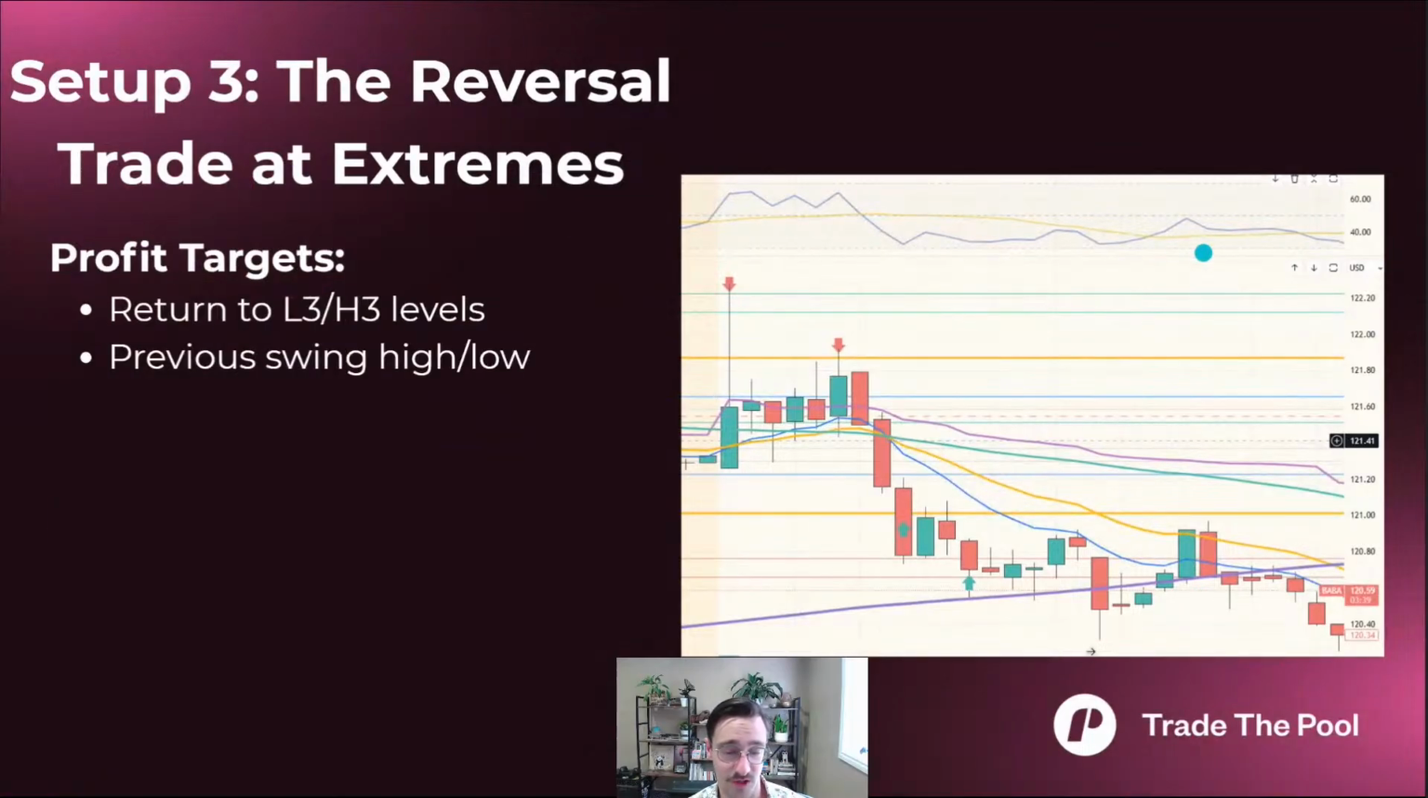And let's talk about what our targets are. So we're looking for that L3 or H3 primarily. This one was a really explosive move. So the L3 was actually just right here, this blue, and so it took that out pretty quick. And then you got, this is L3, this is H3. So H3, L3, I'm going crazy here.